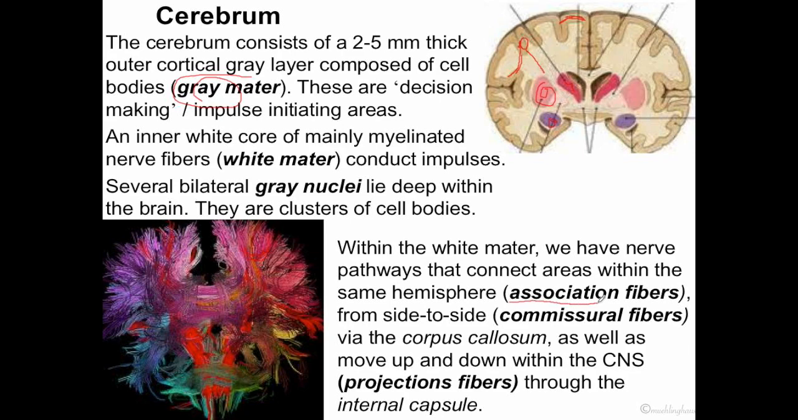And then we got some fibers that move from side to side. They move across. They go right here. You can see those here. They go across, right here, actually. And that structure right here is known as the corpus callosum. So we call those commissural fibers. And then we got some fibers that have to move up and down the spine. Well, actually up and down in the CNS. So they go up and down here in the brain. And we know those are projection fibers.